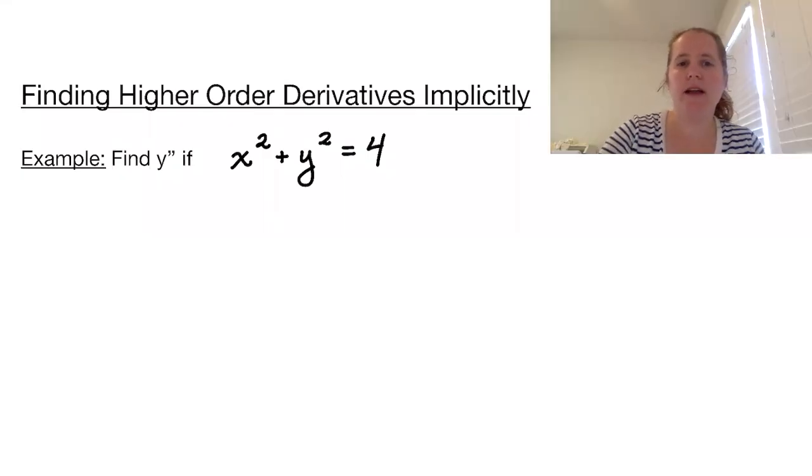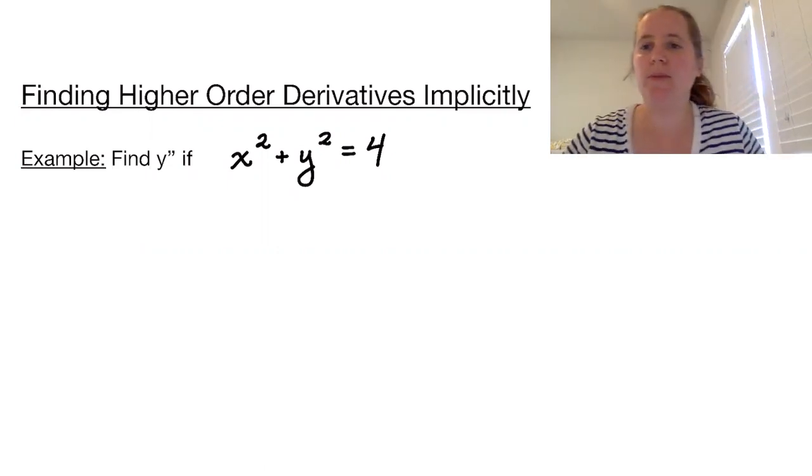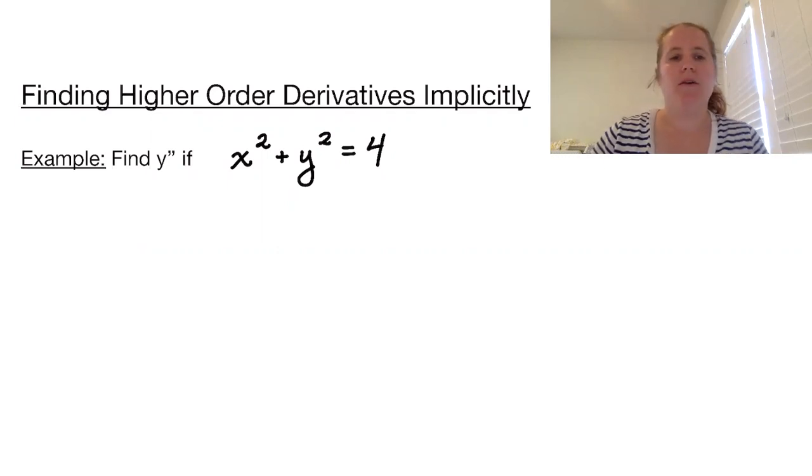Welcome to finding higher order derivatives implicitly. Let's just go ahead and jump straight in with an example. Find y double prime, or the second derivative of y, if x squared plus y squared equals 4.